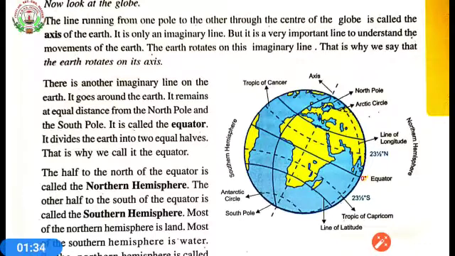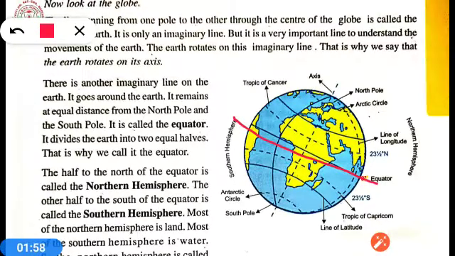There is another imaginary line on earth. It goes around the earth. It remains at equal distance from the North Pole and the South Pole. It is called the equator. It divides the earth into two equal halves. That is why we call it the equator. Students, this is the line from here to 0 degree. This is 0 degree, the equator.